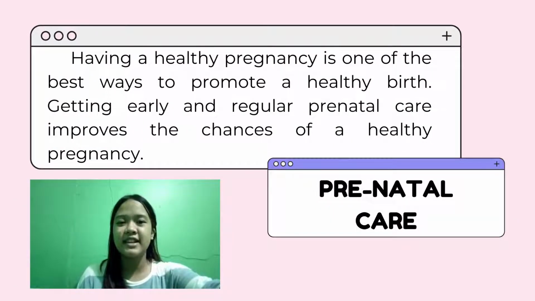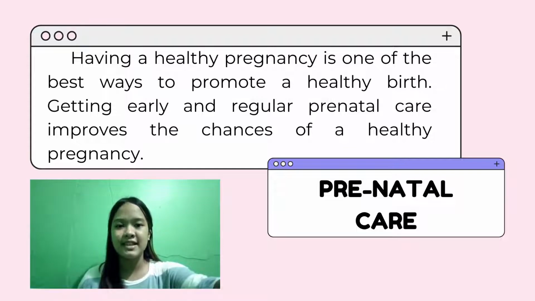Next is prenatal care. Having a healthy pregnancy is one of the best ways to promote a healthy birth. Getting early and regular prenatal care improves the chances of a healthy pregnancy. This care can begin even before pregnancy with a pre-pregnancy care visit to a healthcare provider. Women who suspect they may be pregnant should schedule a visit to their healthcare provider to begin prenatal care.